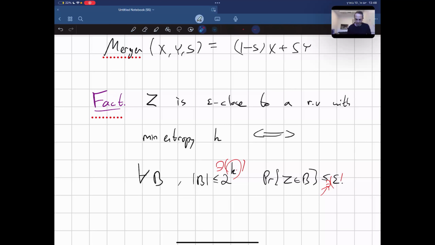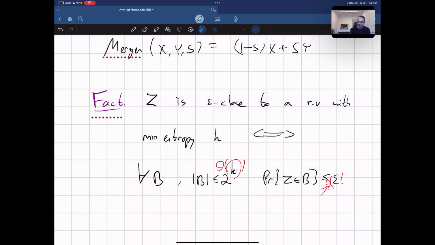But conceptually, that's what it is. So being close to a source with high entropy means that you don't fall into small sets too often. Yeah? And that's an operative definition. I mean, it's really easier to work with that now.